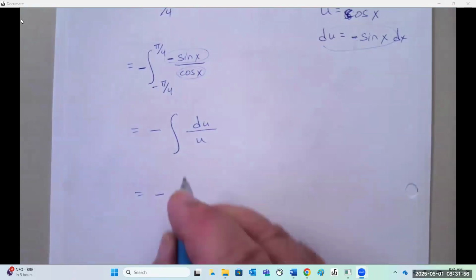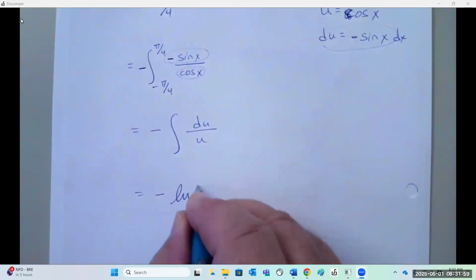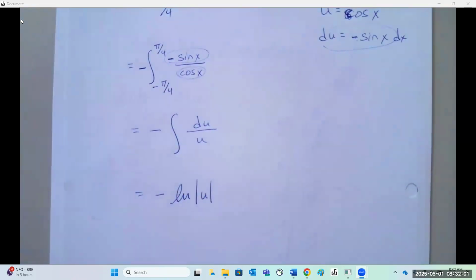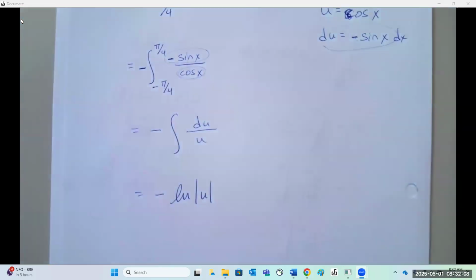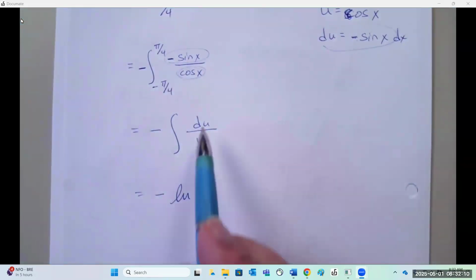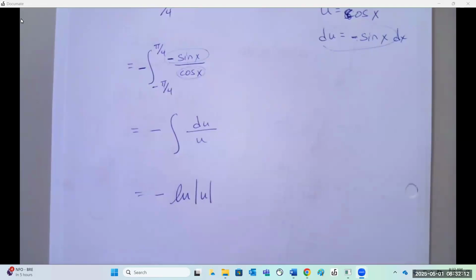It's ln u plus C. No. Well, that's if it's indefinite. We have a definite integral. We have bounds. So the integral of du over u is ln absolute value of u.